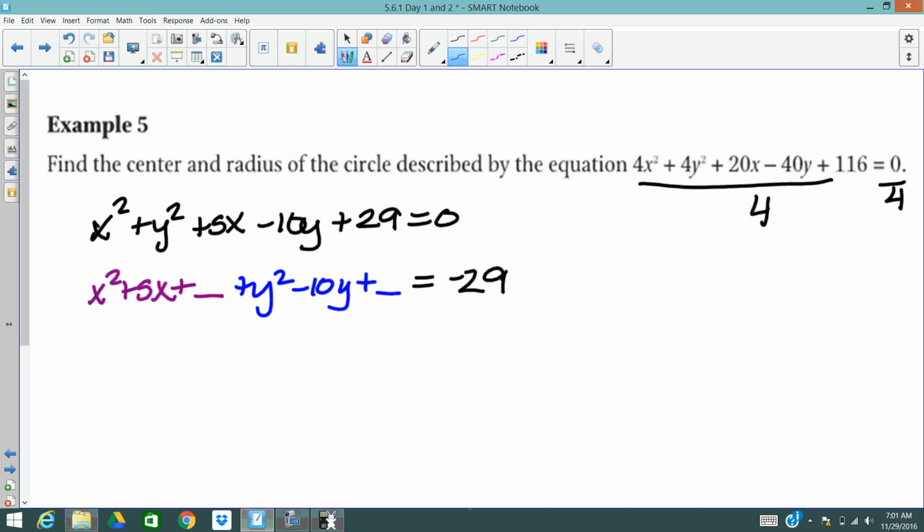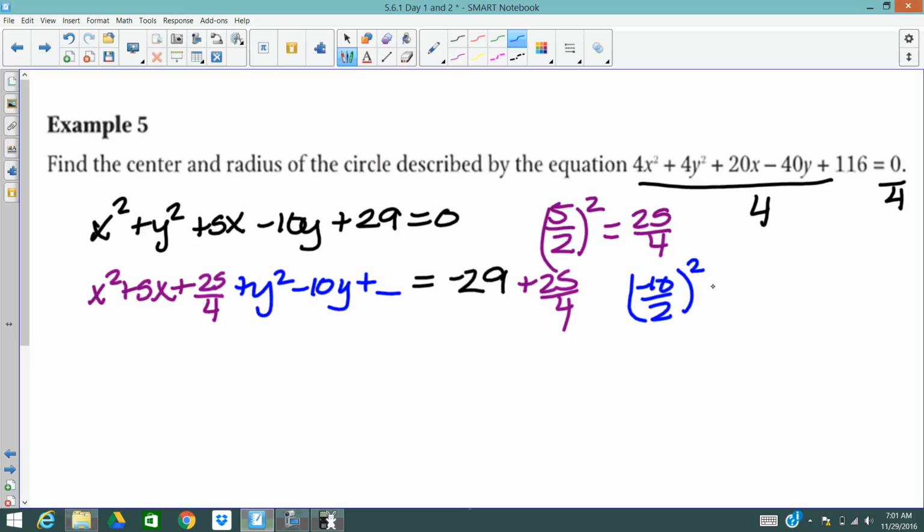So now to figure out what to add, I'm going to take 5 divided by 2. This should look familiar. Square it. Gives me 25 fourths. If I add that to my left side, I have to also add it to my right side. And now I'm going to take negative 10 divided by 2, square it. So that's negative 5 squared, which is 25. So I'm going to add that to my right side. I'm going to get a common denominator right now. 25 times 4 is 100. So that's 100 fourths.